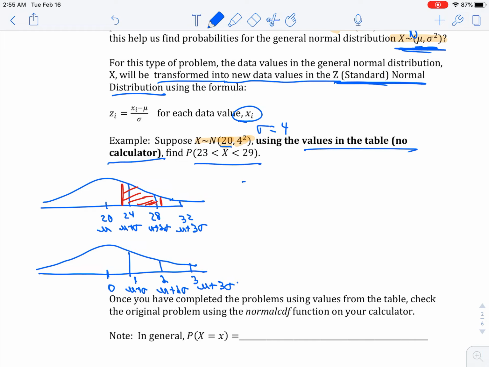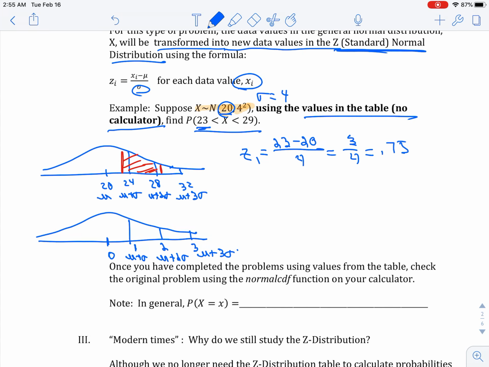So that means that our z sub 1 is going to be equal to our x sub 1, which is 23, minus the mean, which is 20, divided by the standard deviation, which is 4. And so we end up with 3/4 or 0.75. If we think about that for a minute, that should make total sense, because if this is 23 right here, then this is 3/4 of the way across. This is 4, and this is going up 3, so it's 3/4 of the way. And so that corresponds to 0.75 on the standard normal curve.